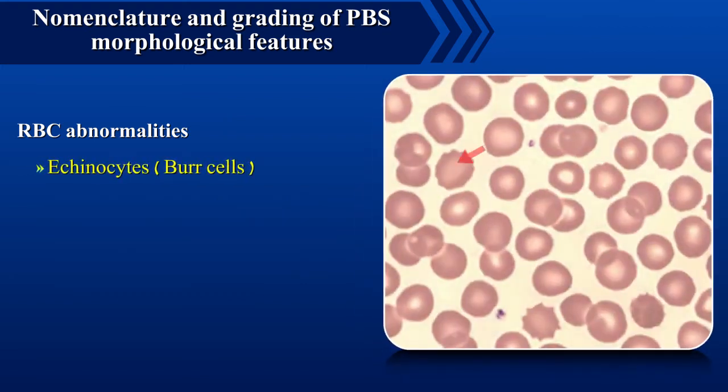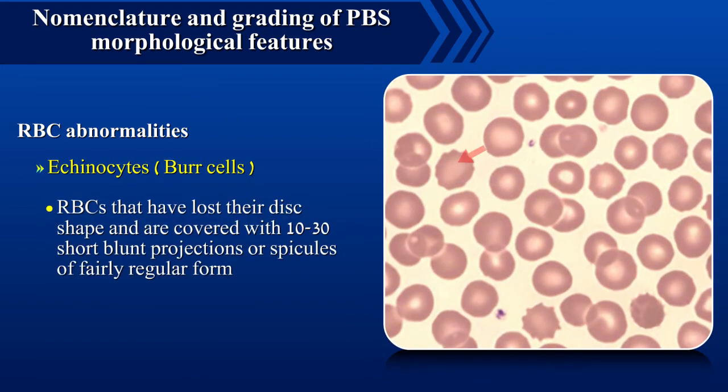Echinocytes, also known as Burr cells, are red blood cells that have lost their disc shape and are covered with 10 to 30 short blunt projections or spicules of fairly regular form.